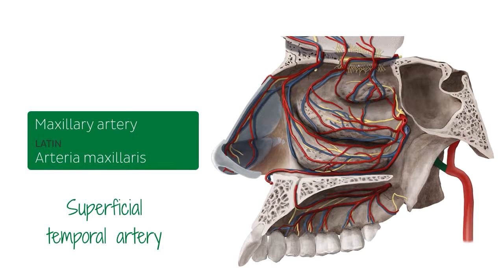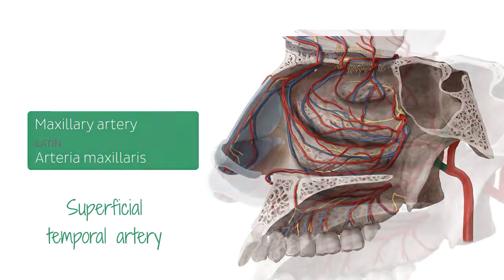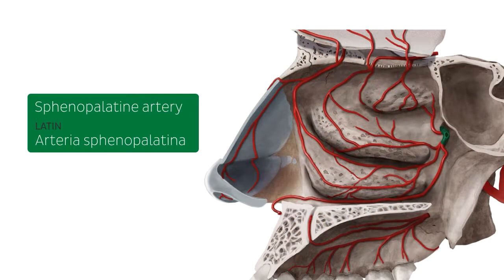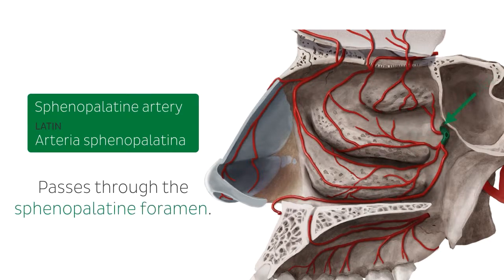We will now have a look at some of the branches of the maxillary artery which supply the nasal cavity. The first branch of the maxillary artery we will look at is the sphenopalatine artery. The sphenopalatine artery passes through the sphenopalatine foramen, which is a hole within the skull, which you can see located at the posterior aspect of the superior meatus. If you wish to learn more about the structures of the nasal cavity, such as the meatuses or the conchae, visit our website for tutorials on the medial and lateral wall of the nasal cavity.